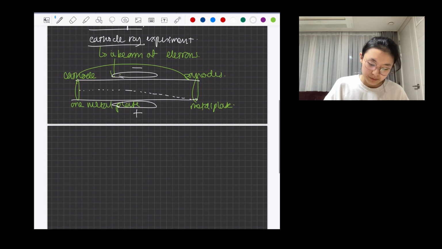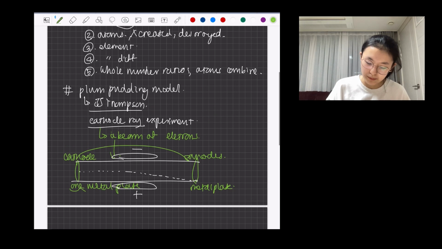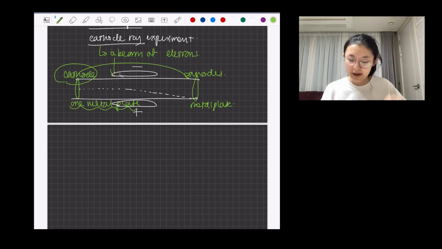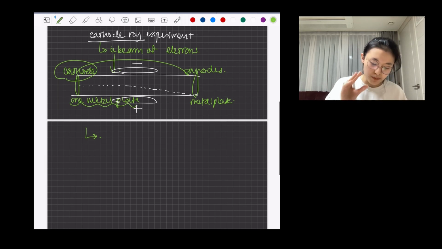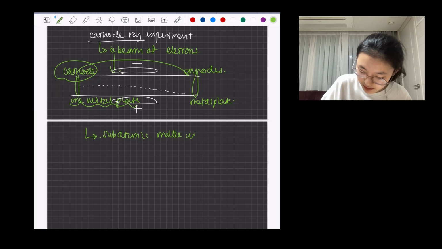What was really interesting was that this happened with all sorts of metals that we placed as the cathode plate. Regardless of which metal we used for the cathode, the same result was created: the cathode ray bent towards the positive plate, away from the negative plate. From this, J.J. Thomson concluded that this phenomenon relates to the subatomic makeup of all atoms.